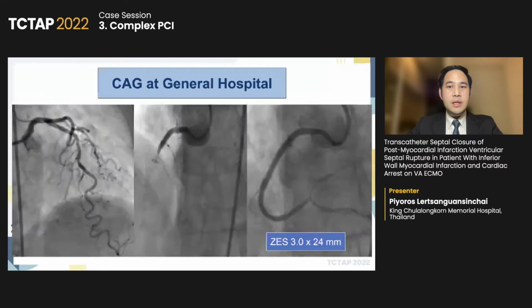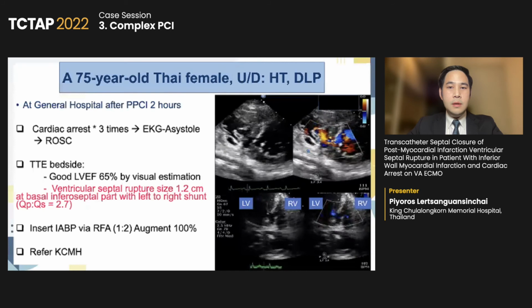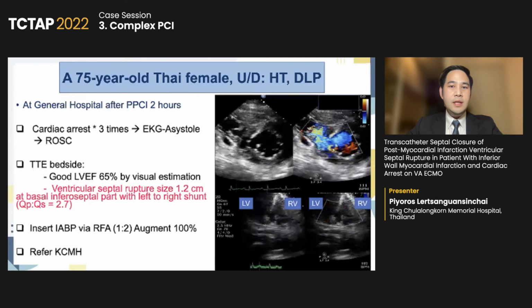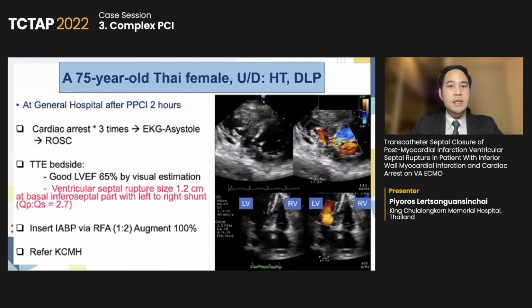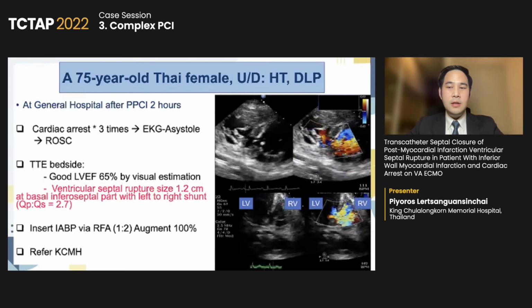Emergent coronary angiogram at the general hospital showed total occlusion at mid-RCA, and primary PCI was done at mid-RCA with TIMI 3 flow. 2 hours after primary PCI, she had cardiac arrest. The EKG showed asystole, and she had return of spontaneous circulation after resuscitation. Transthoracic echocardiogram performed after cardiac arrest showed a ventricular septal defect, size 12 millimeters, at the basal inferior septum with left-to-right shunt and good ejection fraction. Then an IABP was inserted and she was referred to my hospital.